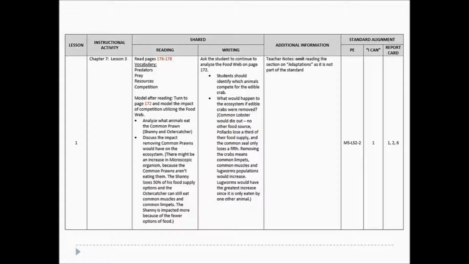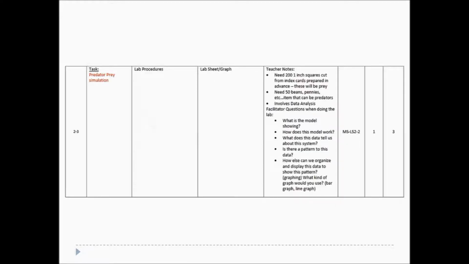Students begin the unit by first examining how changes within an ecosystem can affect the availability of resources and impact the food web. In the Predator-Prey simulation, lessons 2 and 3, students are provided a hands-on view to how organisms interact, furthering their understanding about the dynamics of an ecosystem read in Lesson 1.